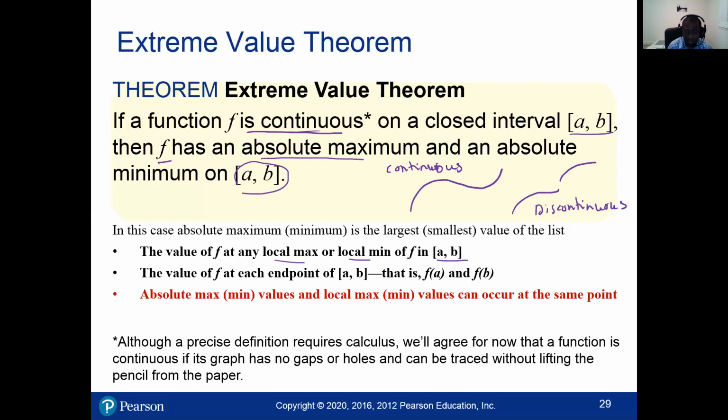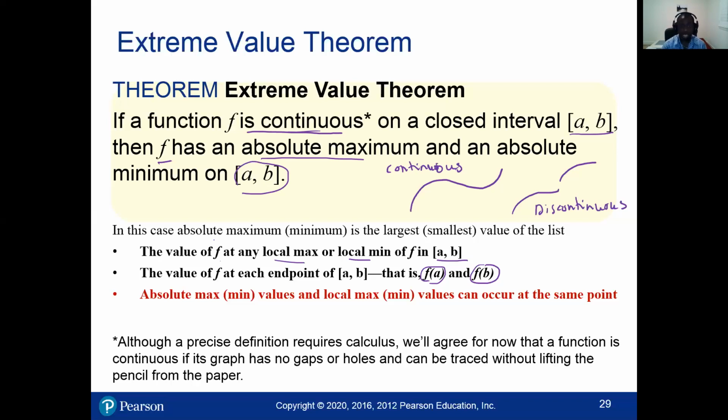And then you evaluate the function at A, you evaluate the function at B. The largest of them is the absolute maximum, and the smallest is the absolute minimum. Now I want to mention that it is possible in this section to have both absolute maximum and local maximum occurring at the same point, the same way you could have absolute minimum and local minimum occurring at the same point in the graph.